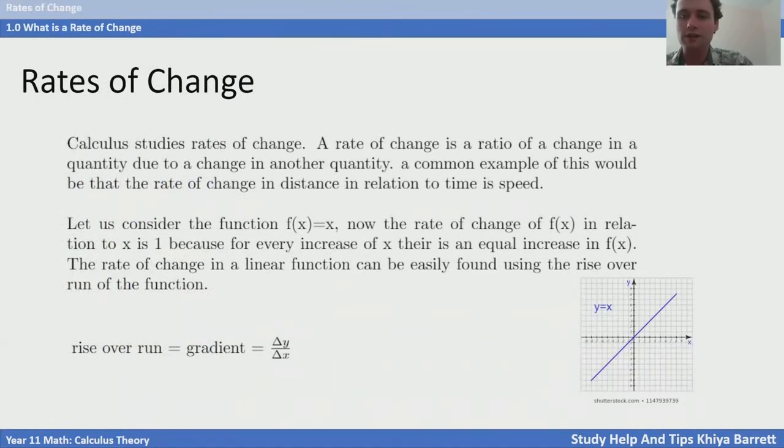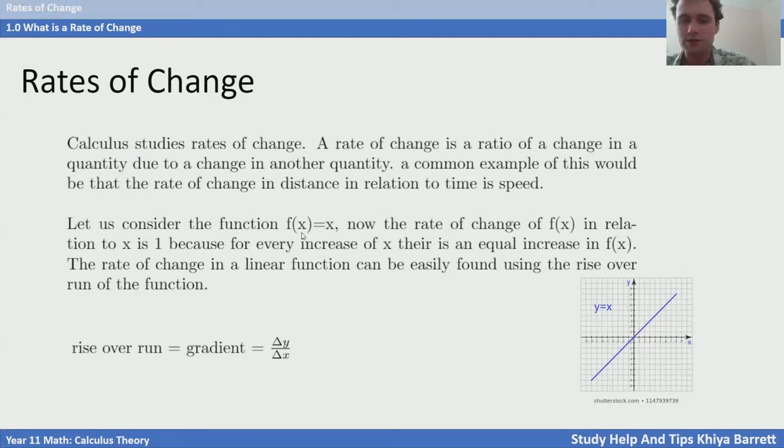Rates of change. Calculus studies rates of change. A rate of change is a ratio of change in a quantity due to a change in another quantity. A common example of this would be the rate of change in distance in relation to time, which is speed. If you move 5 meters over 1 second, you have a speed of 5 meters per second.